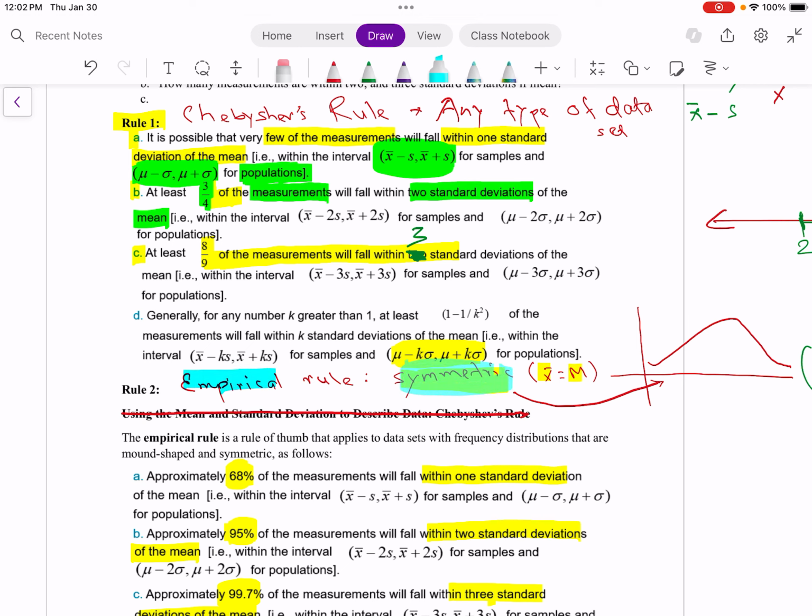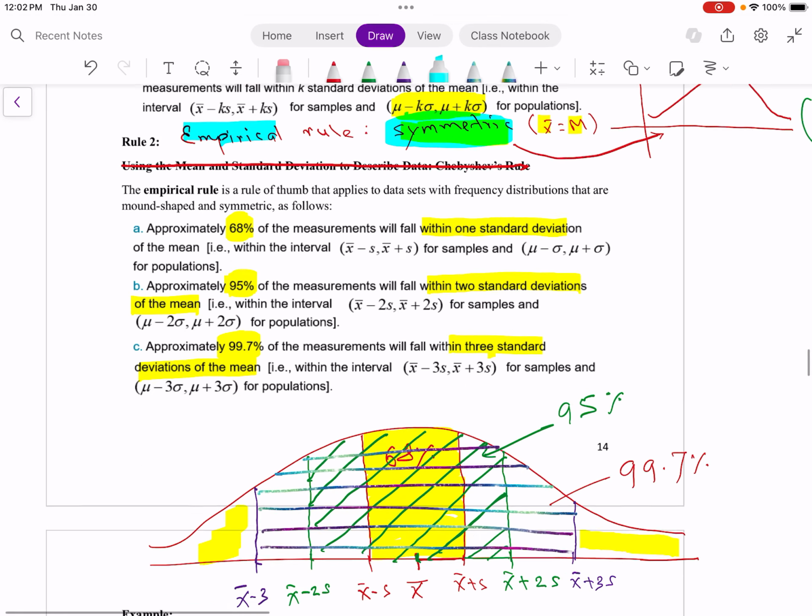But if the data set is symmetric, okay, a symmetric data set means the mean and median of that data set are equal to each other. So if the mean and median of a data set are equal, we call it a symmetric data set. If we have a symmetric data set, we use the empirical rule to describe it. Okay.